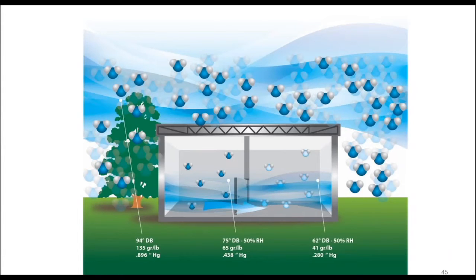Let's look at a little example here. Let's take a building, and for this example, our building is going to be 100% sealed. It's a tin can, if you will. So our outdoor condition of 135 grains is not having an impact on this supposed example. But the two indoor conditions, let's hold this side at 75 degrees, 50% relative humidity. The other side at 62 degrees and 50% relative humidity. This would be similar to a hospital operating suite. Corresponding grains 65 and 41, corresponding vapor pressure 0.438 and 0.28.